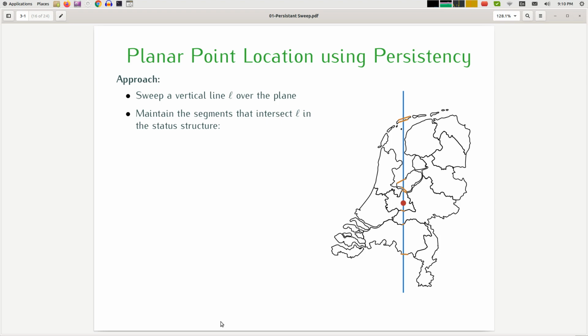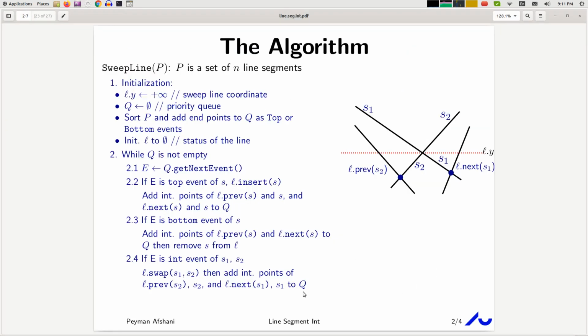As an example of using persistence, we're going to solve the point location problem using a persistent red-black tree, or essentially a persistent binary search tree. So this solution works as follows. Consider the sweep line algorithm for the line segment intersection. So let me go back to this algorithm. The algorithm is this one.